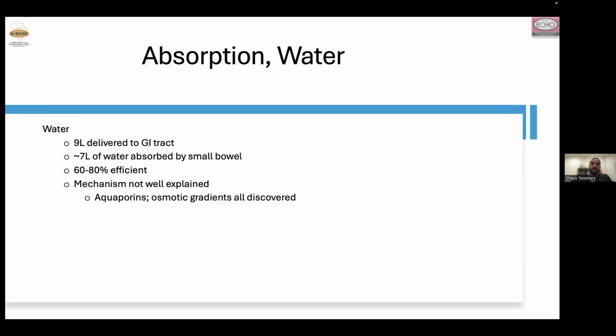About 9 liters of water is delivered to the gastrointestinal tract every single day. 7 of that 9 liters is absorbed by the small bowel, which makes the small bowel highly efficient with regards to absorbing water. For all that efficiency, the exact mechanism of absorption is not well understood. There's presence of aquaporins, there's osmotic gradients that are created by solute content, but none of these have been clearly described as a mechanism for the absorption of free water from the small intestine. But it's very efficient at absorbing water.